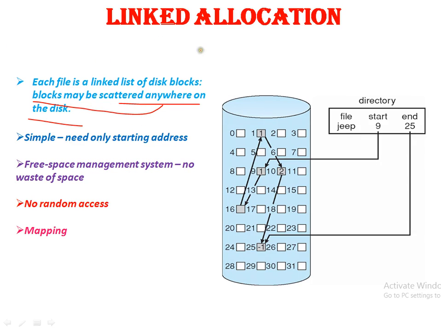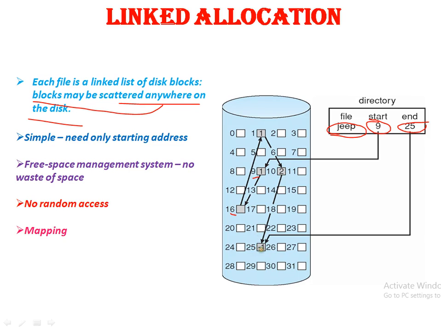It is simple. It needs only the starting address, free space management, no waste of space, no random access, mapping can be done. So here in the picture, you have a file named Jeep. It tells the starting point is given as 9, ending it is telling as 25. When I see inside my disk here, from 9 it has gone to 16, from 16 it has gone to 1, from 1 it has gone to the next block and so on.